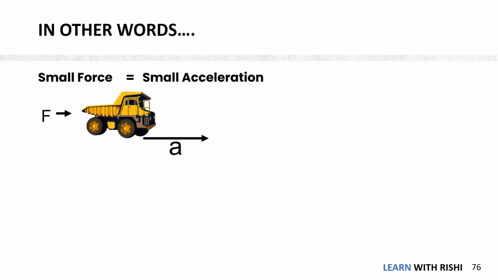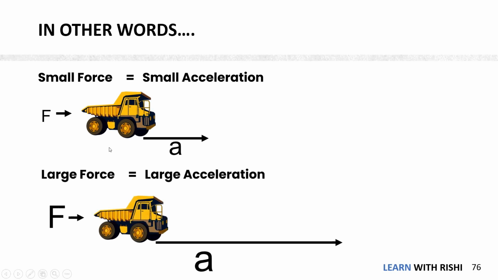In other words, what we can say is, small force gives small acceleration. Now here is a truck. If you are applying a small force, it will accelerate with small acceleration. If you are applying a large force, it will accelerate with large acceleration. So in simple words, if the force is small, acceleration is small. If you are applying large force, there will be large acceleration. So force is directly proportional to acceleration.